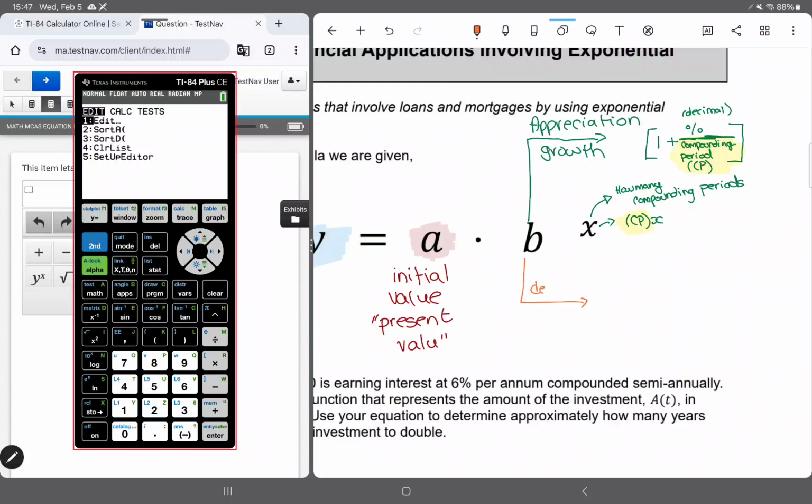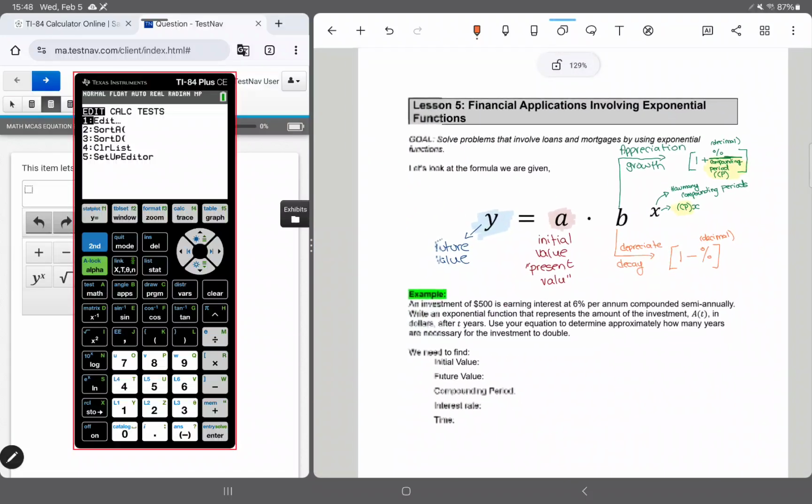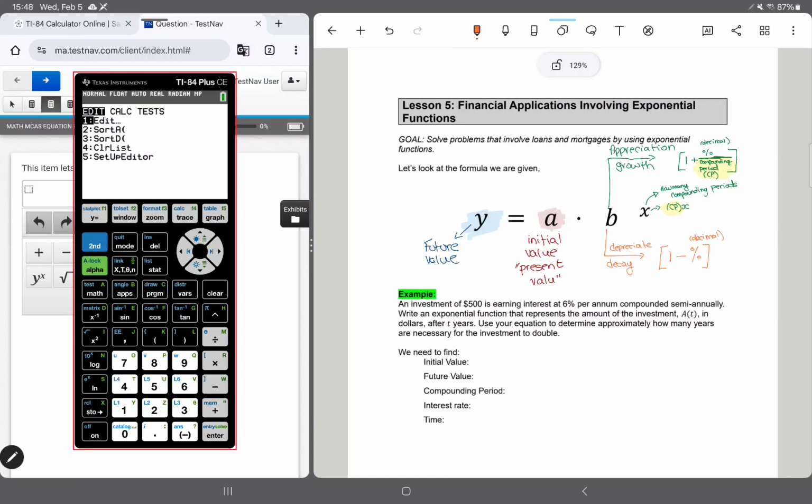Depreciation are a little bit simpler. So if I depreciate, or if I have decay, well, my B value just becomes 1 minus whatever my rate of depreciation is. Again, we want this as a decimal, because we always want to write our formula as what we're going to keep. So if I depreciate by 10%, I get to keep 90% of my value. I know that might be a little confusing right now, so let's try a couple examples.